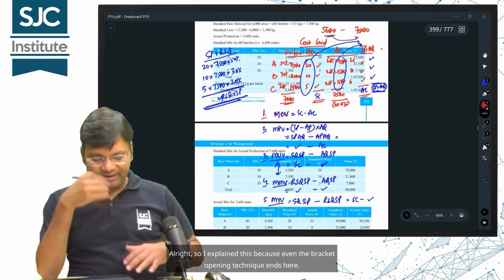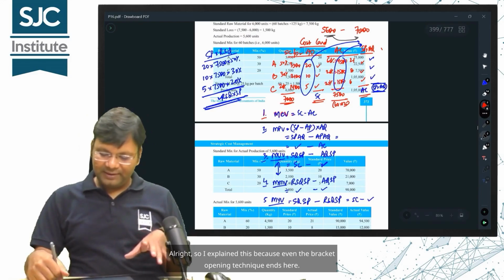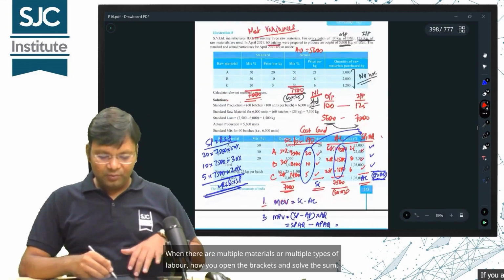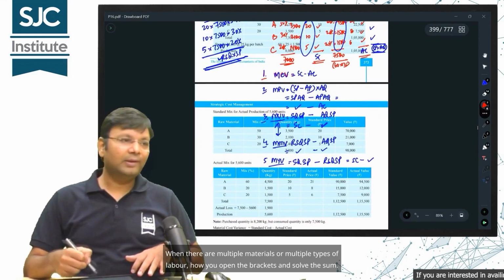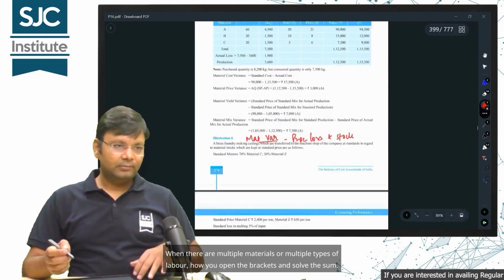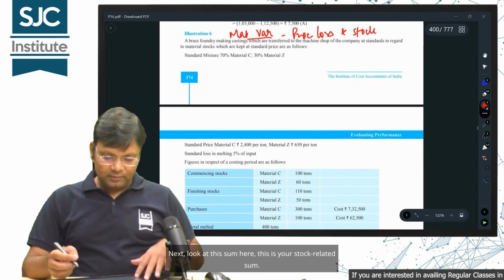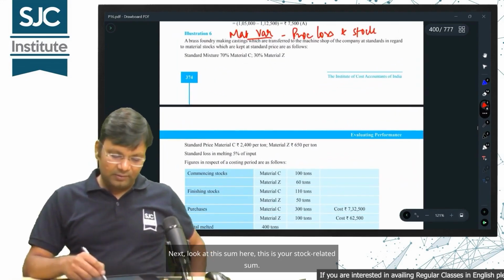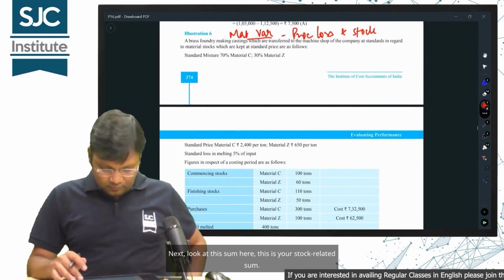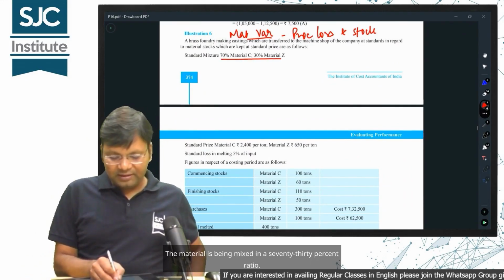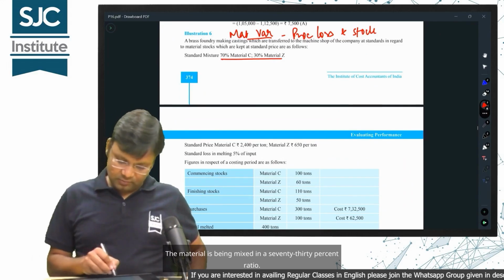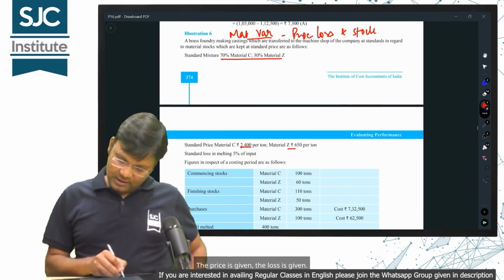Alright, so I explained this because even the bracket opening technique ends here. When there are multiple materials or multiple types of labor, this is how you open the brackets and solve the sum. Alright. Next, look at this sum here. This is your stock related sum. So, what is there in this? The material is being mixed in a 70-30% ratio. The price is given, the loss is given.